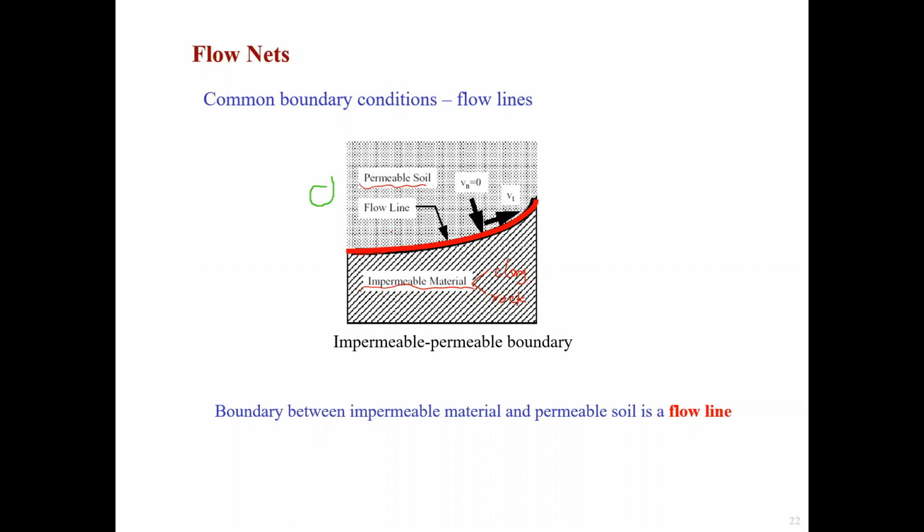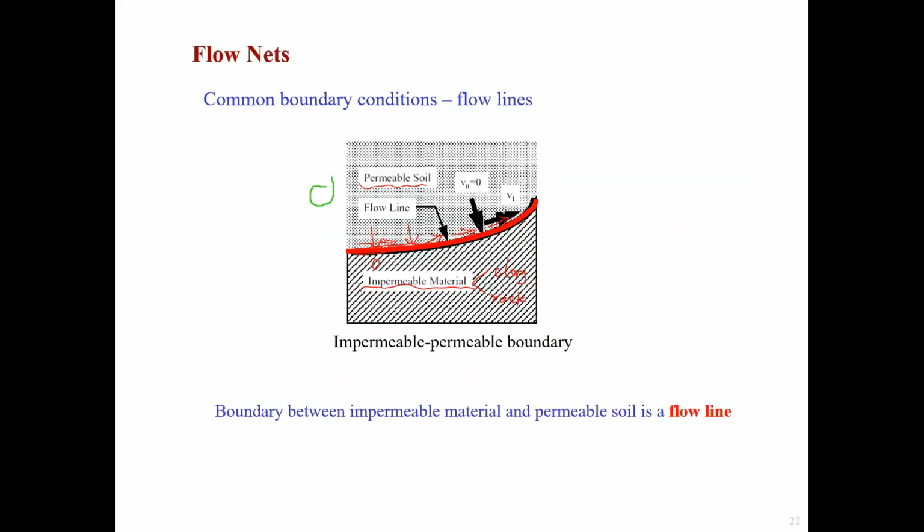So obviously the velocity normal to the boundary, so that's the interface or boundary, the velocity normal to the boundary will be 0. Because otherwise there will be water flowing into or out of the impermeable material. That doesn't make sense. So the Vn, the velocity normal to the interface, will be 0. So there's only the velocity along the boundary, which means the boundary between the impermeable layer and permeable soil is a flow line.